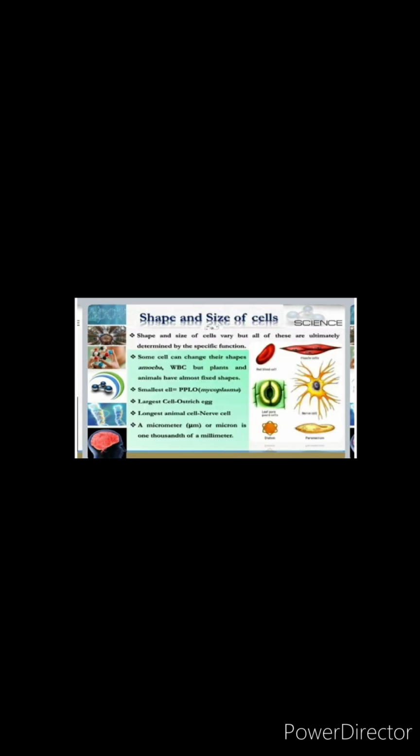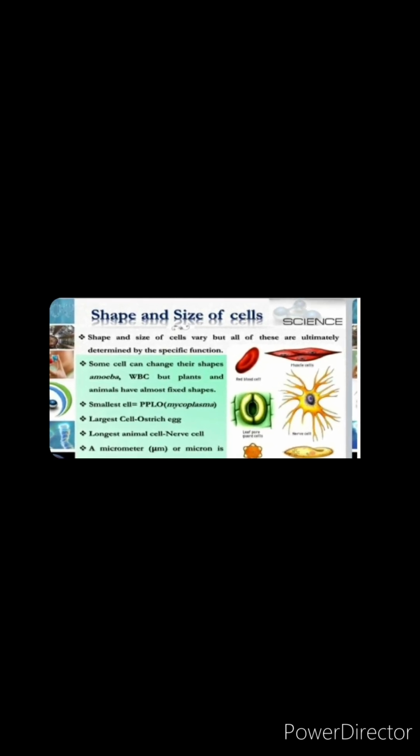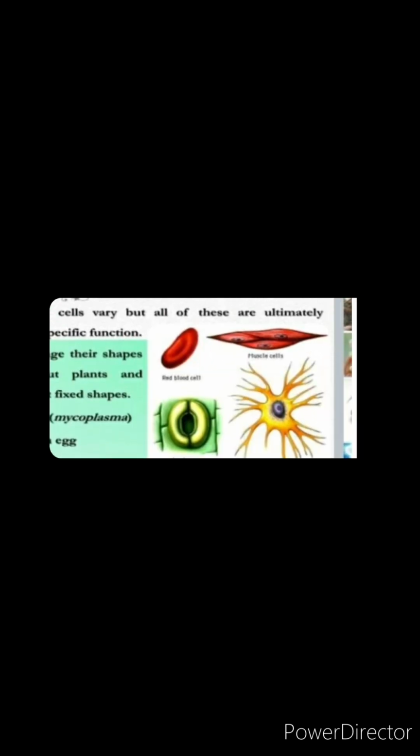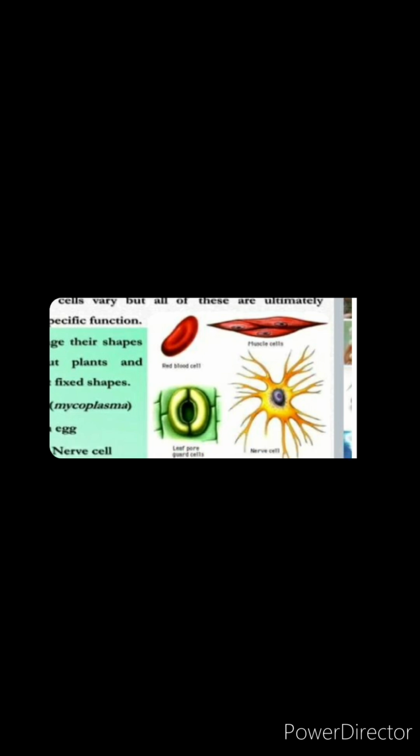Then the shape and size of the cell. See, every organism is different. There is diversity in organisms in our world, right? On the earth every organism is different. On that basis, we can also conclude that cell size and shape are also different. In this diagram, you can see different kinds of cells. This is a red blood cell. This is a lens-shaped cell, right? It is like a concave lens.